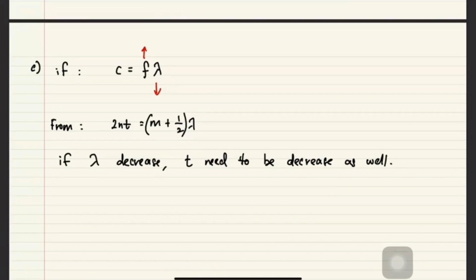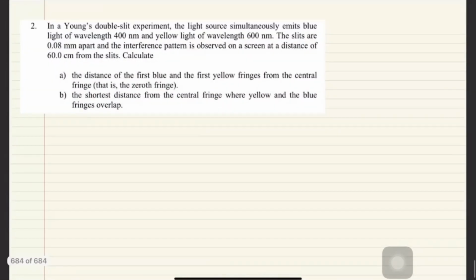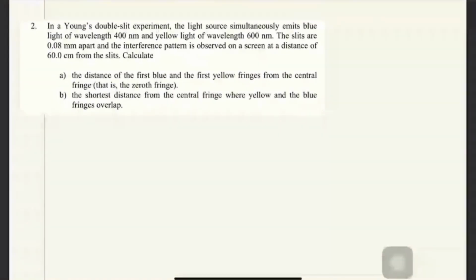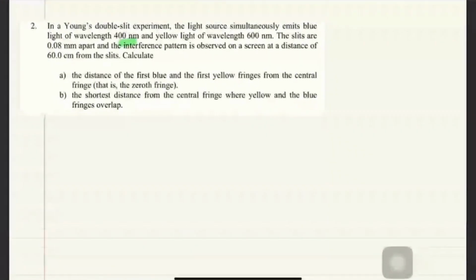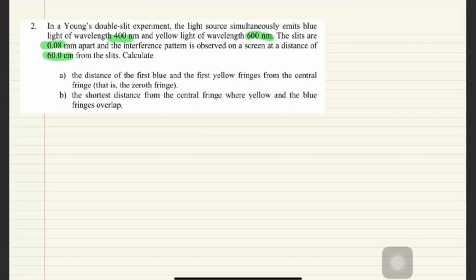Okay, so itu je lah, dia tak complicated pun, just that you have to state je. Okay, moving on to the last question. Kata ini yang double-slit experiment. Light source continuously emit blue light of wavelength 400 dan yellow light wavelength 600. Itu dah ada dua tapi dia sebenarnya pada cahaya yang sama lah. The slits are 0.08 meter apart and the interference pattern observed on screen from the slit. Calculate the first distance of the first blue and the first yellow fringe from the center fringe.